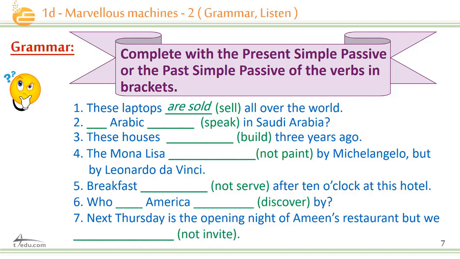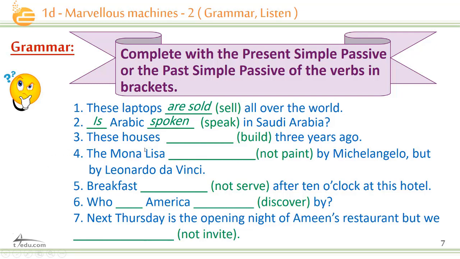We say, yes, excellent. Is Arabic. Then the verb here, what do we call speak? What do we transform speak into? Excellent. Spoken. Is Arabic spoken in Saudi Arabia? Very good. Very good. Now let's see number 3.